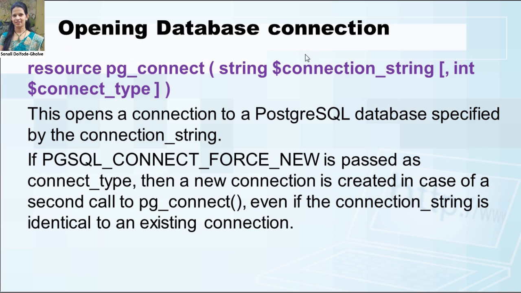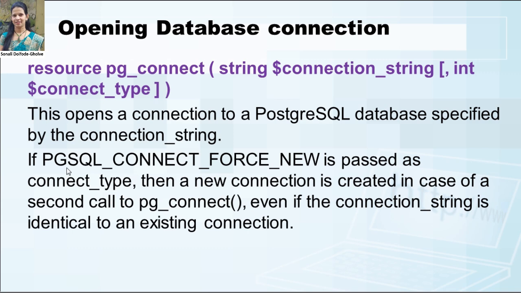Opening a database. Here is the function for opening a database connection. How to open a database connection? Here we are using the resource pg_connect, string $connection_string, then int $connect_type. This is the syntax for connecting to the database. Resource means a special data type. This opens the connection to the PostgreSQL database specified by the connection string.